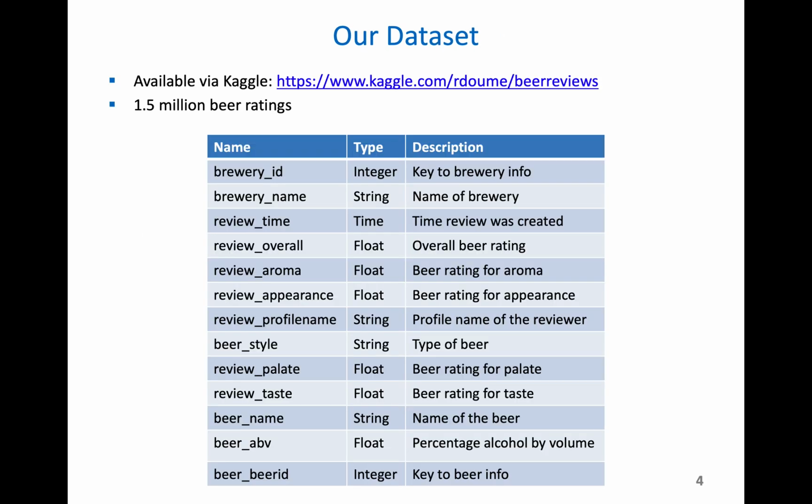The data set that I used is provided at this link listed here, and it's comprised of 1.5 million beer ratings, and each of those records has the following fields. The main ones that we're interested in are the beer ID, which we use as a key to get the beer info at the end, and then the review overall, which is a 1 to 5 point scale of the user reviews. We also use the subcomponents aroma, appearance, palate, and taste for a brief portion of this project.